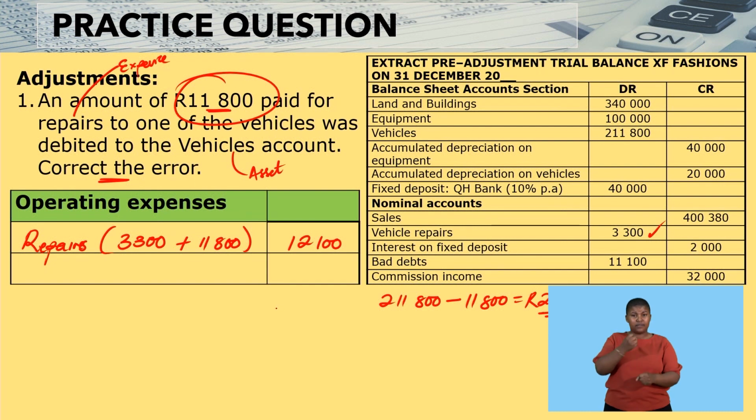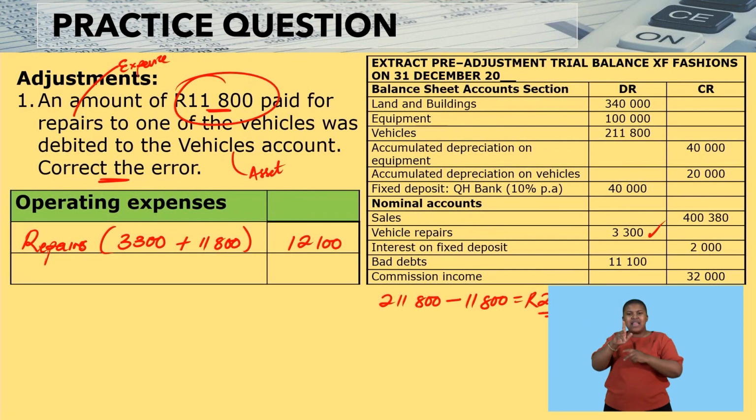Very important once again. Once repairs are debited to the land and buildings, that's an error. And how we correct it is we subtract that amount from the land and buildings or the vehicles account, because in this case, they were debited to vehicles. You may find that they can be debited to land and buildings or to equipment. Either case, it should be taken from the asset account and should be taken to the repairs account. You should subtract it from that particular account, which is the asset account. In this case, we subtracted it from our vehicles account. So we remain with 200,000 for vehicles, and the 11,800 goes to repairs.